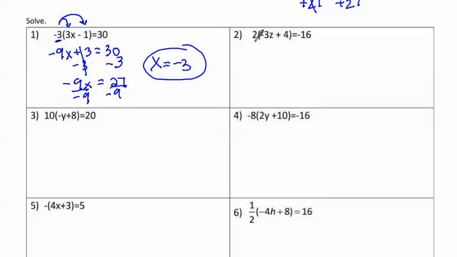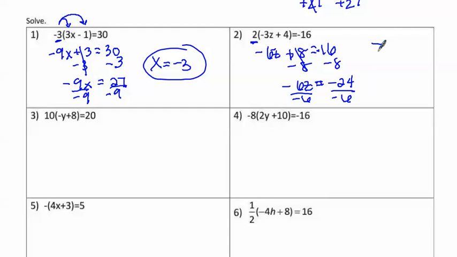In problem 2, you want to distribute the number on the outside of the parentheses to each number on the inside, making a negative 6z plus 8 equals negative 16. Subtract 8 from both sides. Negative 6z equals negative 24. Divide each side by negative 6. Z equals a positive 4. Circle your answer.